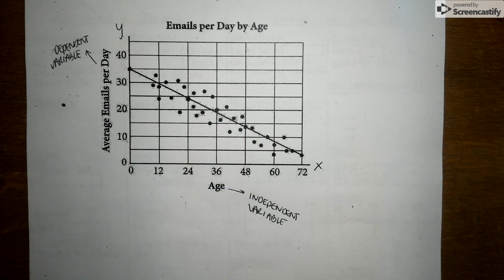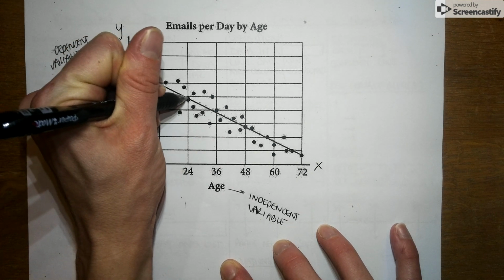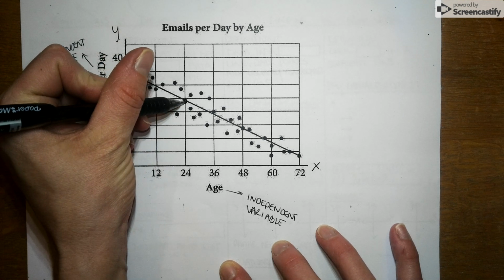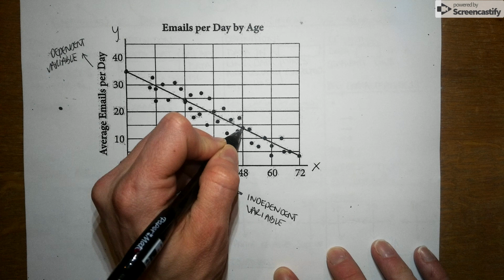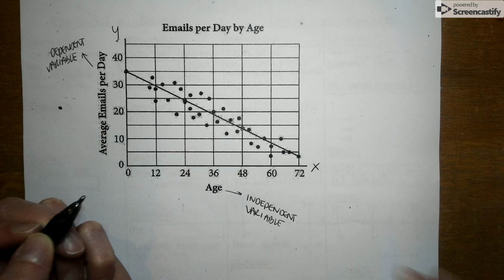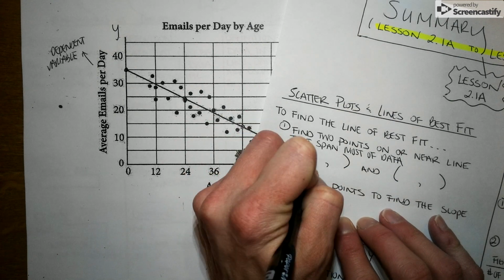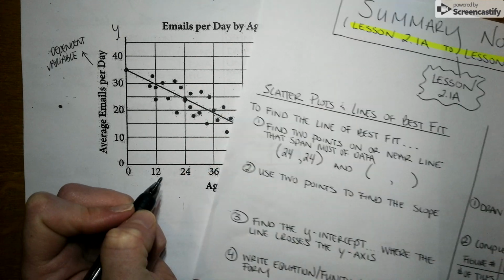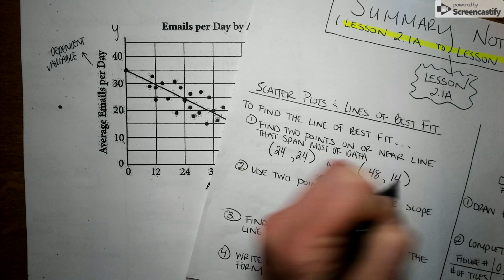So the 2 points that I'm going to pick are 24, comma 24. This one is already highlighted here. It's on that line of best fit, as well as 48, 14. So I'm going to go ahead and write that down in my sheet. The first point I'm picking is 24, comma 24, and the second point I'm picking is 48, comma 14.